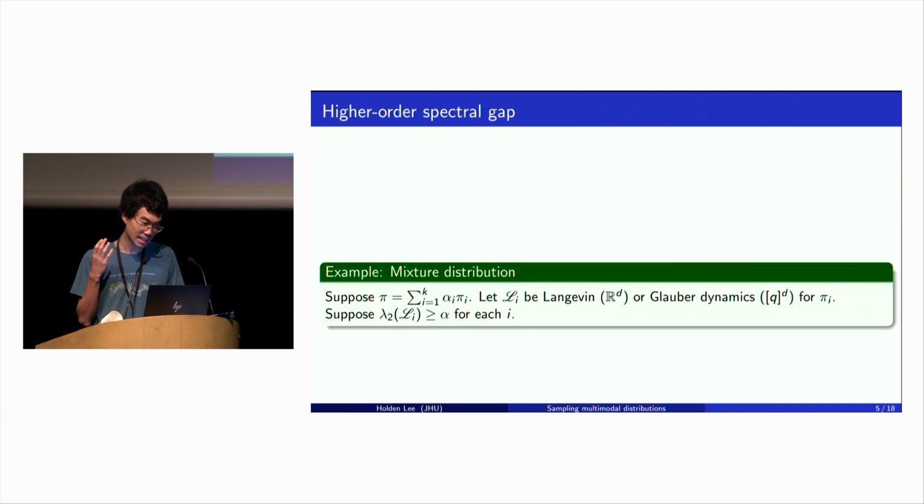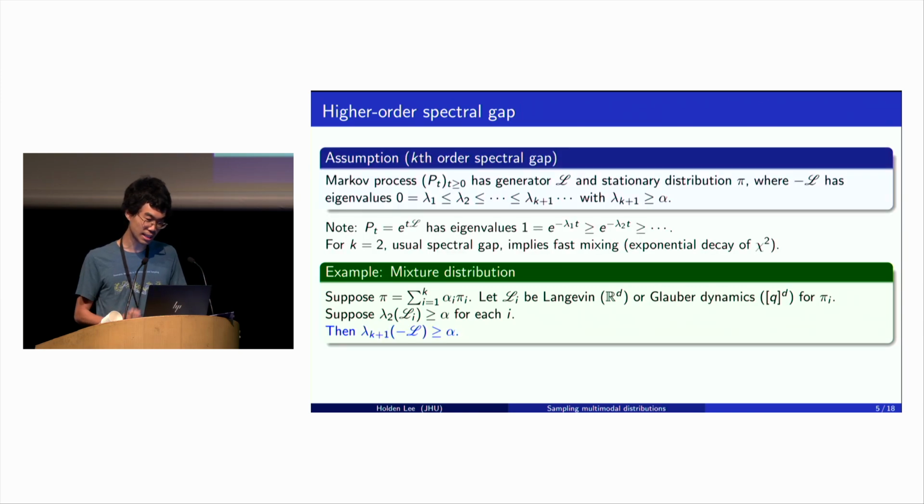The example that we want to tackle is that of a mixture distribution. Suppose our measure pi is a mixture of measures for which we have good mixing for Langevin or Glauber dynamics. We quantify this with a spectral gap. This is an example of a more general condition, which I'll introduce now, the k-th order spectral gap. Our general setting is that we have a Markov process with a generator L and stationary distribution pi, with eigenvalues in increasing order, and we assume a lower bound on the (k+1)-th eigenvalue.